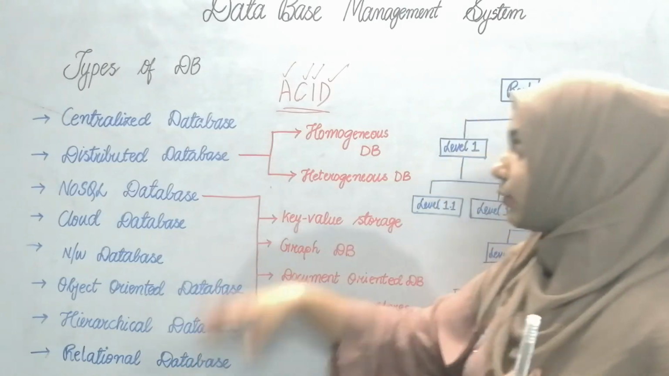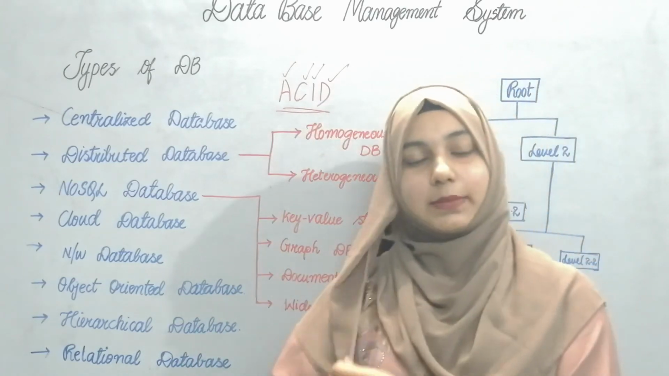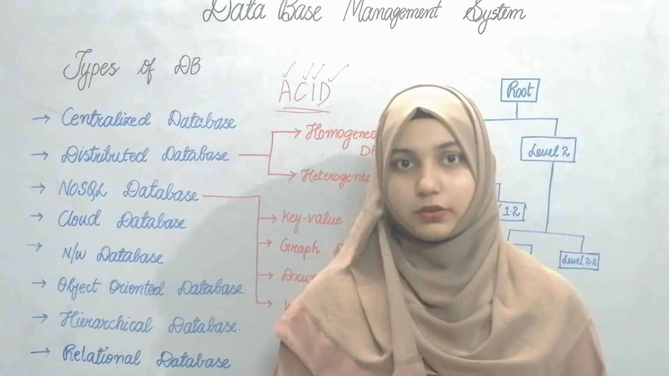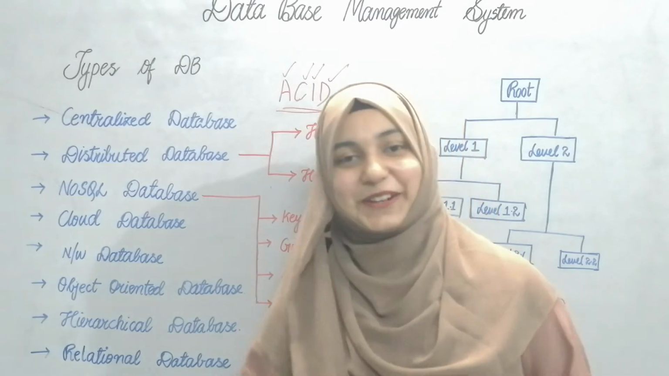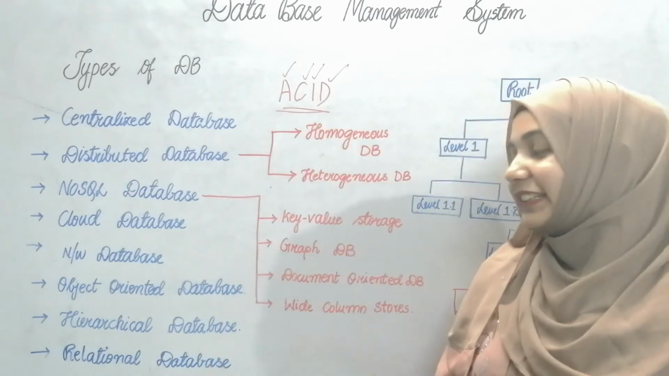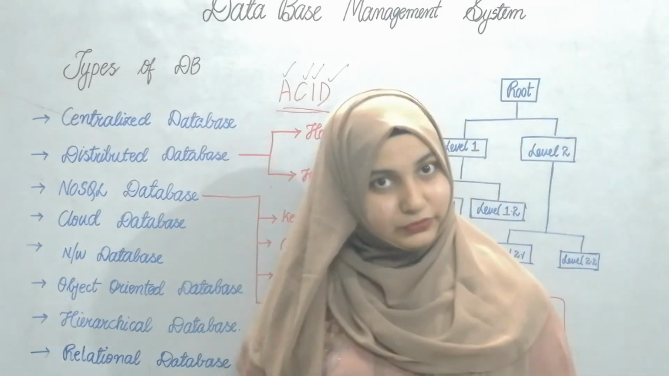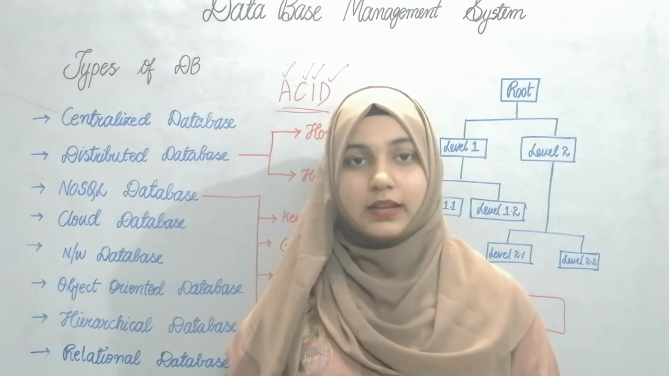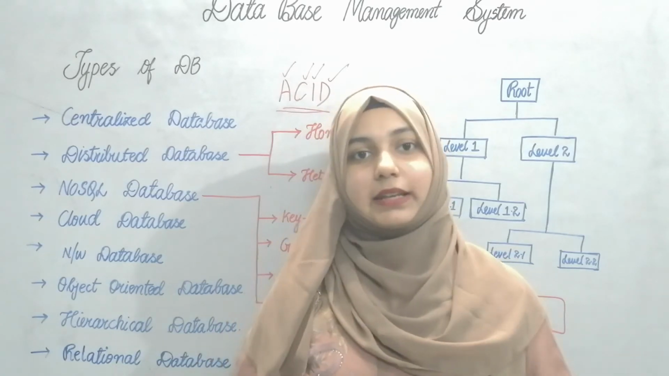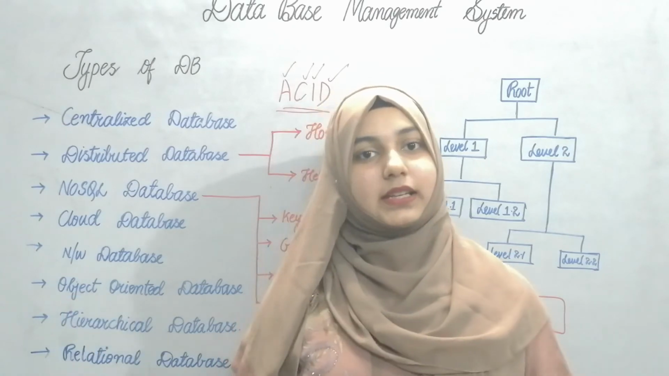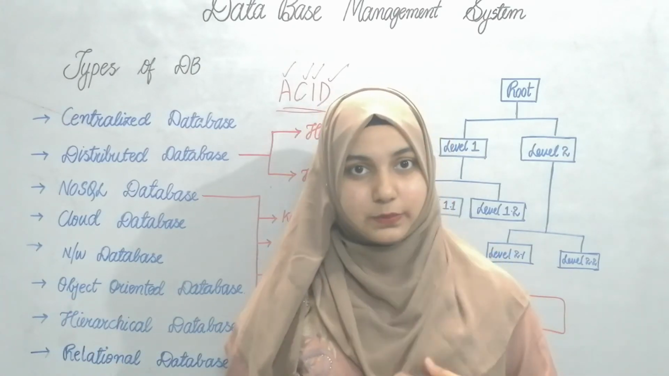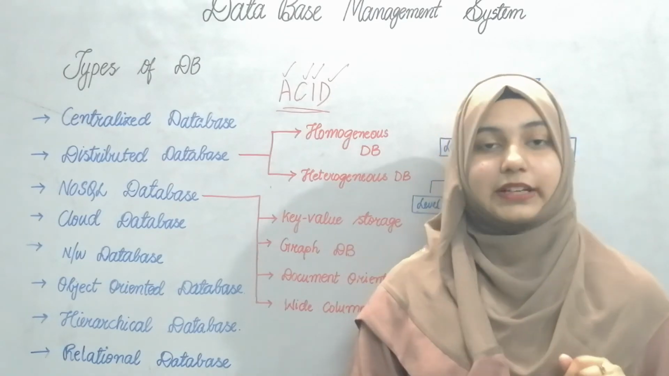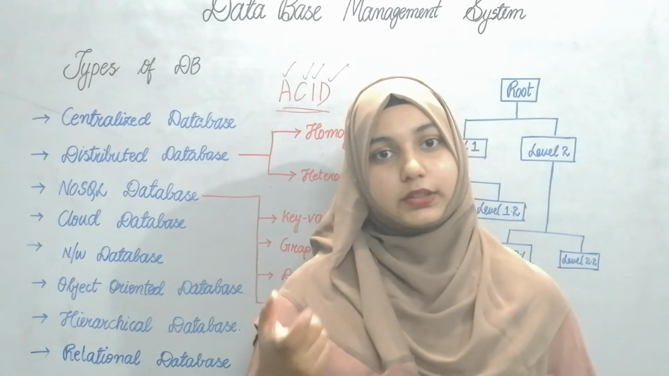So the ACID properties are done. This relational database is well known for its ACID properties. One more thing about relational databases: why is it so common, or so famous? Because in a relational database you are storing the data in the form of tables, and the tables are connected with each other. You have relationships between the tables. It's not like you have only one table. You have many tables and those tables are connected with each other with relationships.